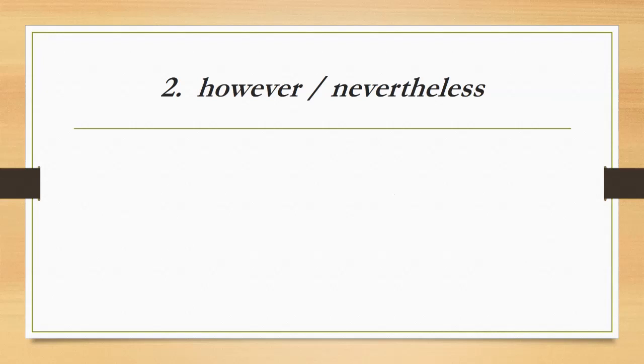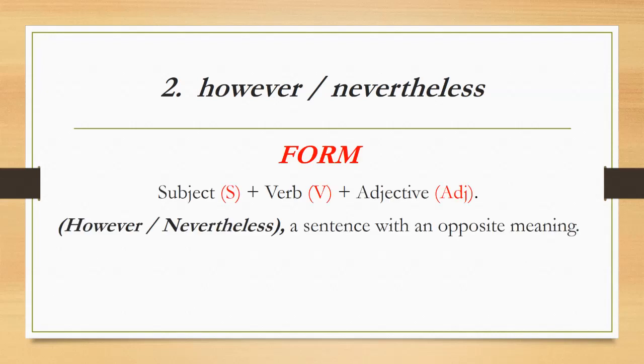Two, however or nevertheless. The form is subject plus verb plus adjective, full stop. However or nevertheless, comma, a sentence with an opposite meaning.